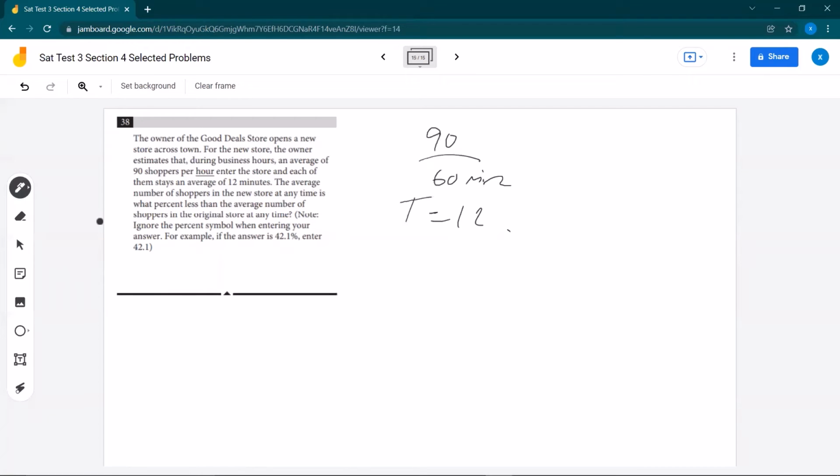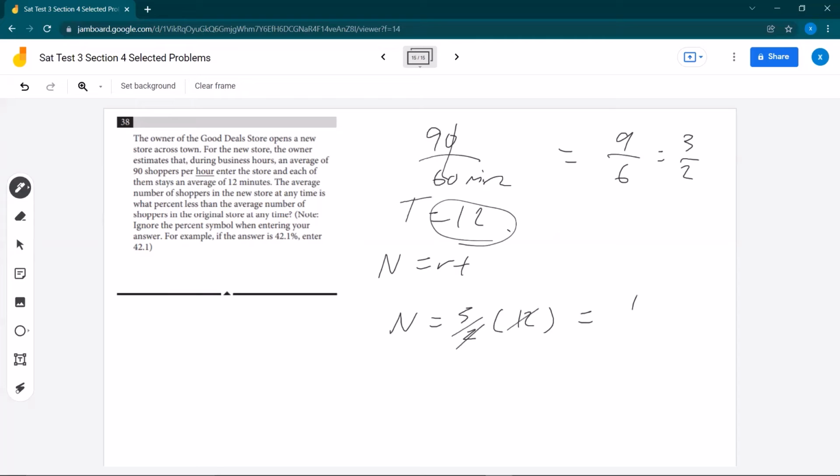So we found our 7, right? And now we're going to find our percent. Let's do the same calculation to find our N. So N is equal to RT. We know T is 12, and we know our rate is 90 over 60. 90 over 60 is the same, because we're canceling out the zeros here, as 9 over 6, which is 3 over 2. So N equals 3 over 2 times 12, which is 18.